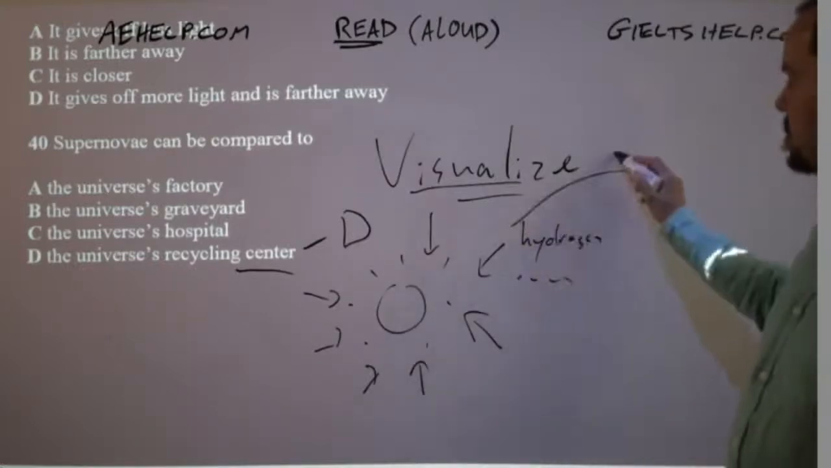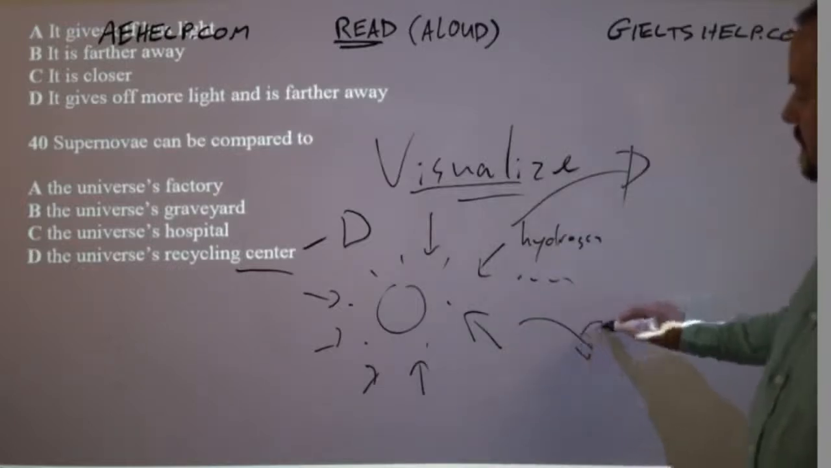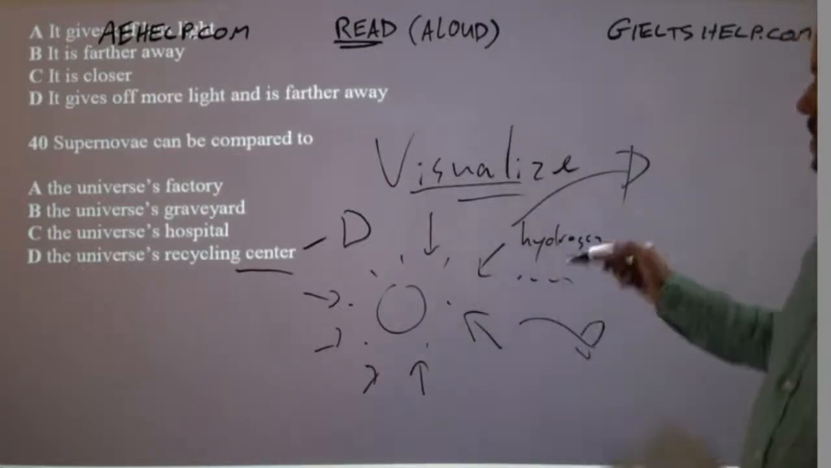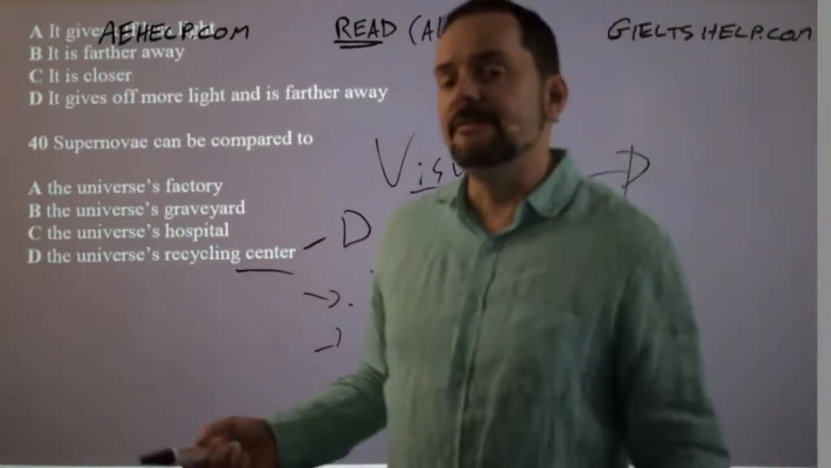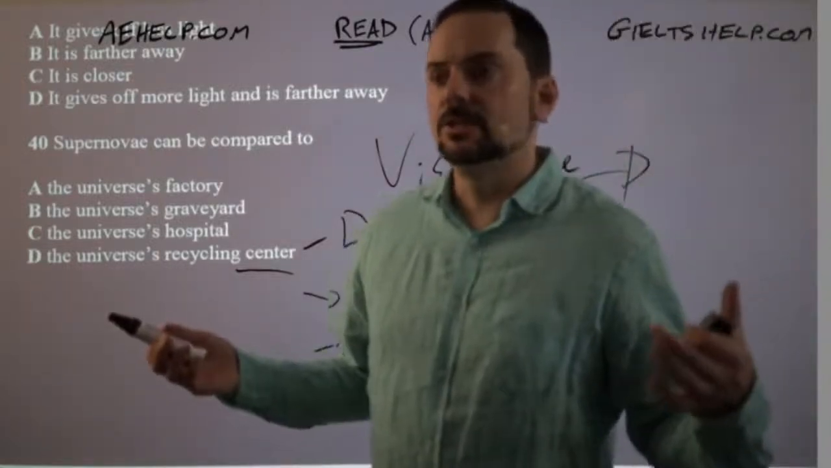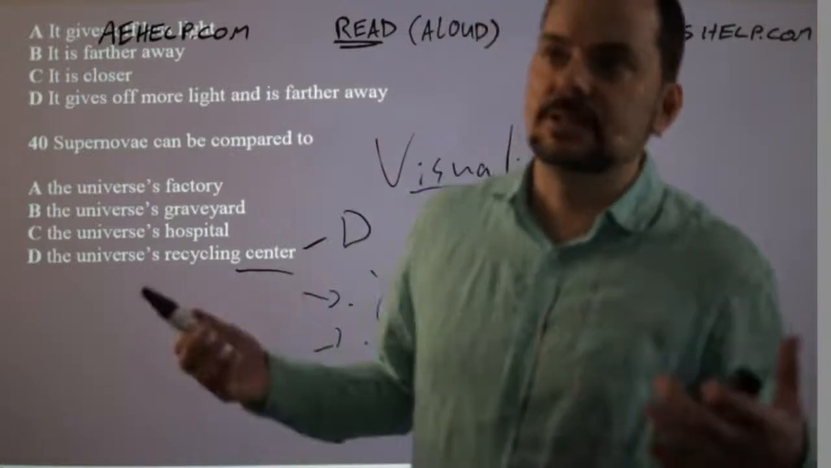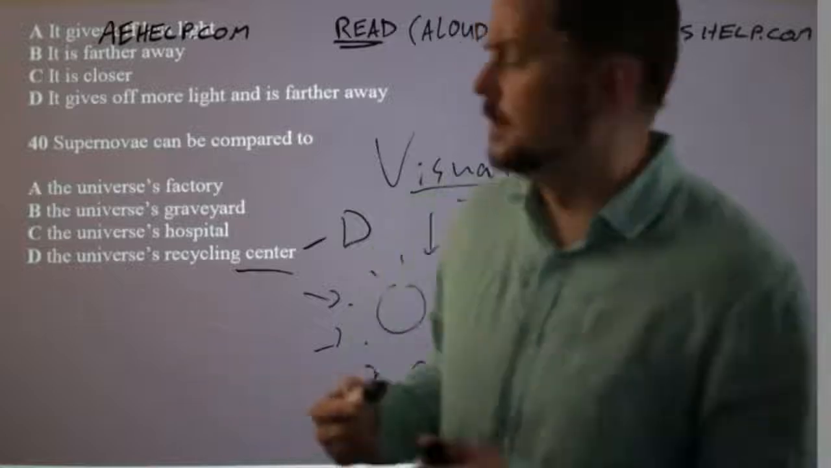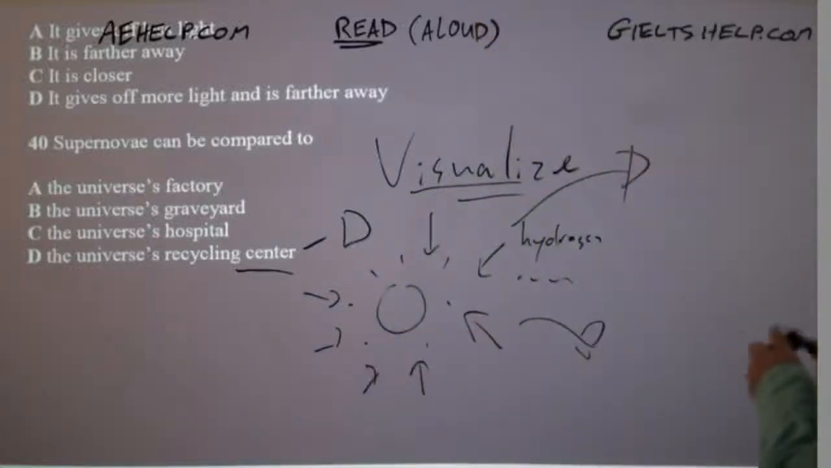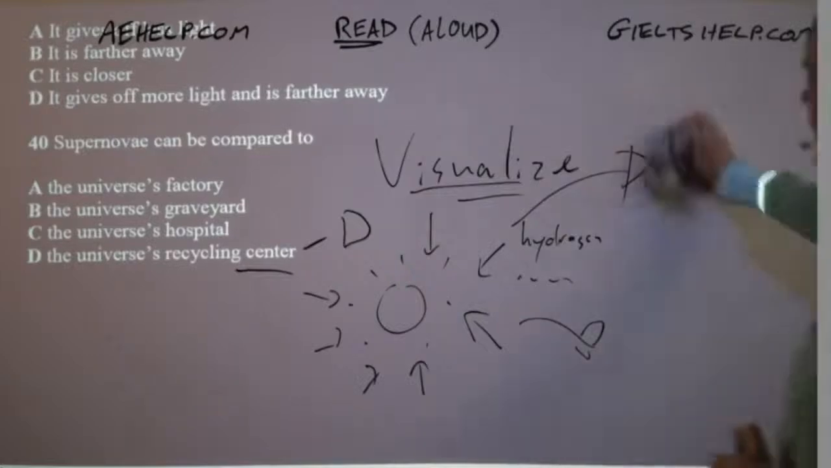Then eventually it explodes. And then those particles become planets and stars again. And then eventually it explodes again. So it's kind of like constructing, deconstructing, constructing, deconstructing. And that's kind of what a recycling center does. So D, I think, is better of an answer than factory. Okay.